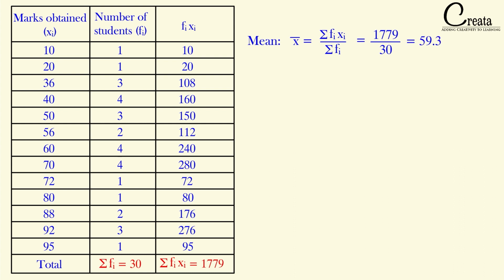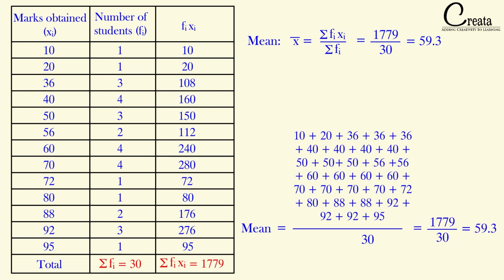Why have we done this? Simply, we have used the same approach we used in the previous case. In the previous case we added all these numbers. Here also we have added all these numbers, but in a slightly different way. If you compare both cases, in the first case it is 10 plus 20. Here also we have added 10 plus 20. Then in the first case we have 36 repeated 3 times. Here we have 108, which is 36 into 3, which is 36 plus 36 plus 36.